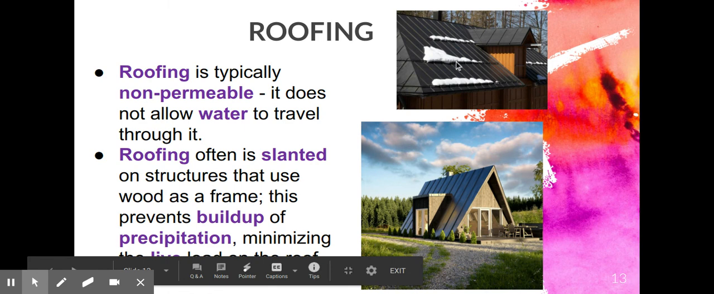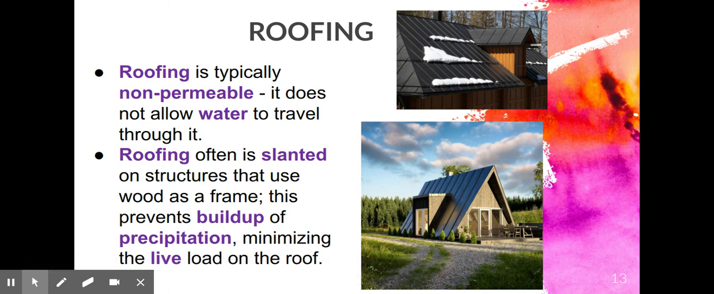Sometimes we also see in areas of the world that have a lot of snow, like Maine and New Hampshire and Vermont, that a lot of roofs are actually made of some type of metal. And we talked about this with thermal energy, that metal will actually cause a phase change and melt the snow so it doesn't build up on the roof and cause a lot of live load on your roof.